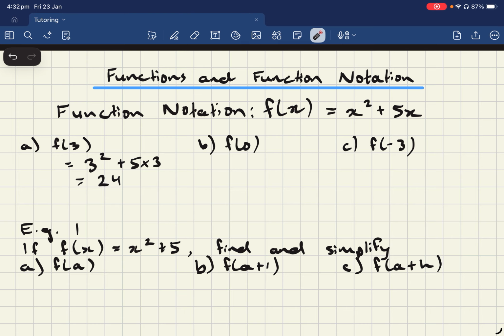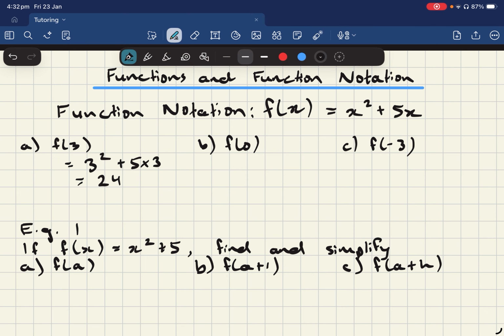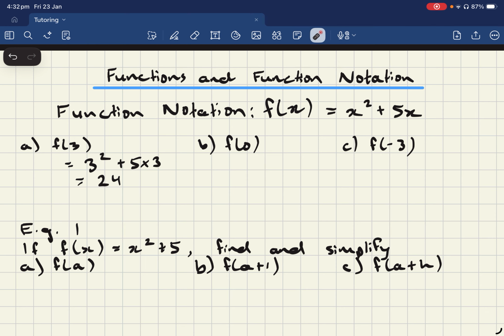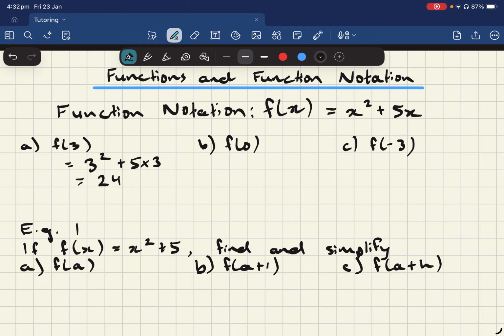Same thing happens for this one. The input is 0. 0 goes in for all of the x's, and we get out our function of x, our f of 0. So what we're going to do, just sub in 0 everywhere. And this guy here is just going to give us 0. 0 squared gives us 0. 5 times 0 gives us 0. 0 plus 0 gives us 0.